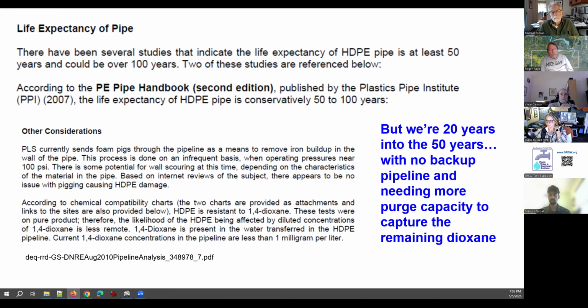But now, if this new pipeline starts to leak, what's the backup? There is no backup. So I just wanted people to be aware of that. And that's why I say the cleanup of bringing that untreated purge water back to the core is hanging by a thread, and that thread is the pipeline. There is no second pipeline. And that's really what I want to say about that.